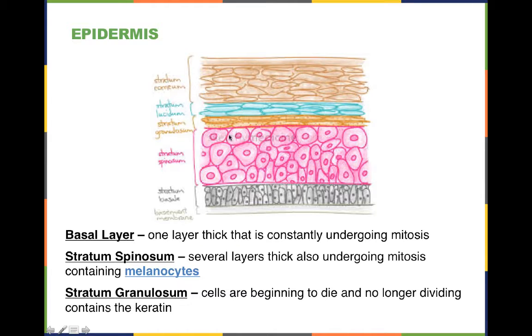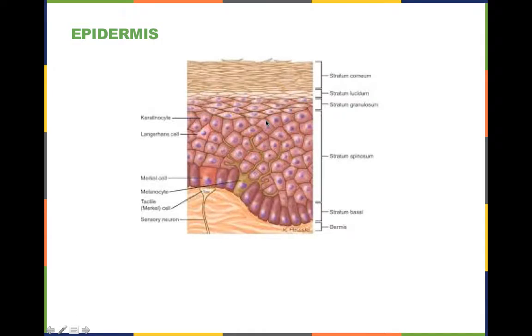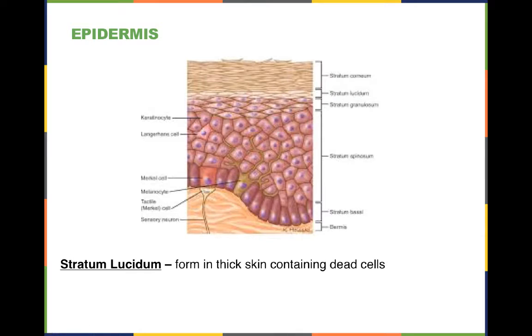And at this point, they're beginning to produce keratin. At this point, the cells quit dividing and they begin to die. The next layer that we will be talking about is the stratum lucidum. It's only present in the thicker places of the skin, and it generally contains dead skin cells and keratin. And then the top layer is called the stratum corneum, containing ghost bodies of cells and keratin.